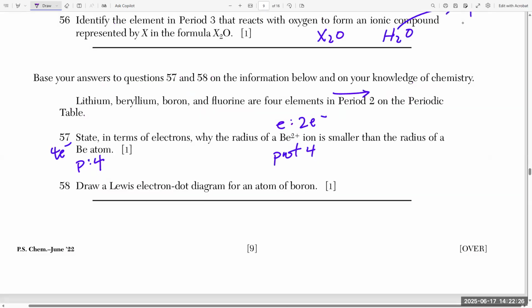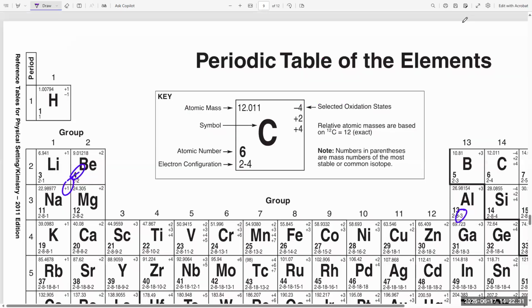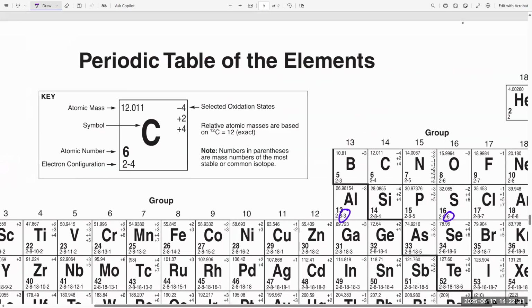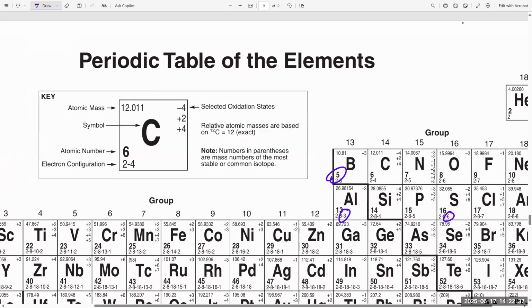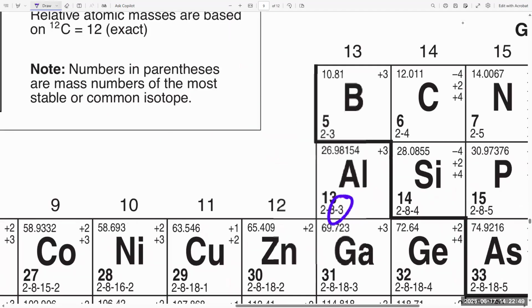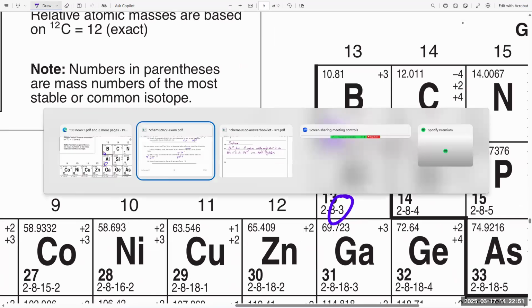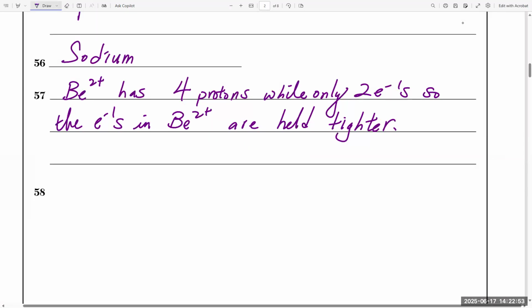58. Draw a loose electron diagram for an atom of boron. Oh, please. I mean, you're pros at this, right? Boron is what? 5 electrons. So let's go. Oh, actually, that's not true. Let's see. Because Lewis diagram means what? You're drawing the valence electrons, right? So boron has a, oh, that's 3, right? 3 valence electrons. So to draw boron, it would be drawn like this.